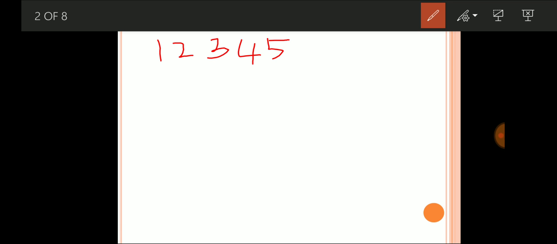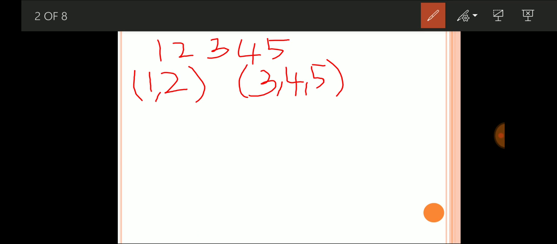I should understand that if I choose 1 and 2 as those numbers, every time I choose 1 and 2, I also set aside the numbers 3, 4, 5 on one side, which means I'm just choosing them, I'm not arranging them. When I choose these together, I also leave 3, 4, 5, which is not chosen. So 1 and 2 will form a team and 3, 4, 5 will form another team.